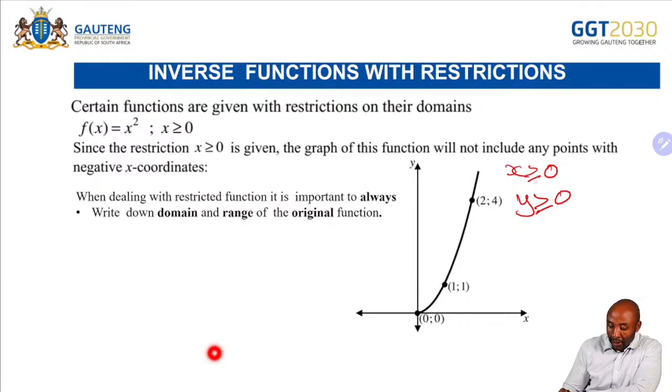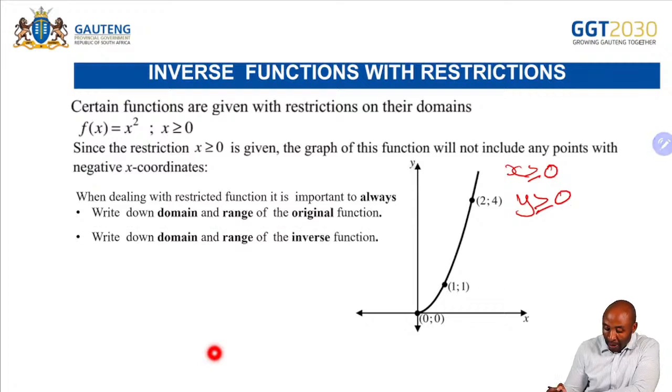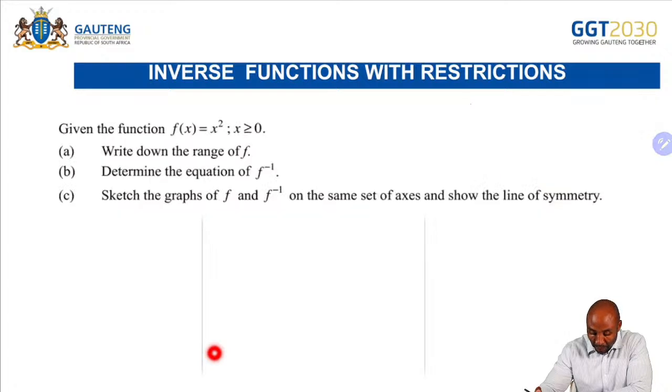My x is greater than or equal to 0. My y is also greater than or equal to 0, so that it is easier for you to deduce the domain and range of the inverse function using that particular function. Now, let's look at that example.